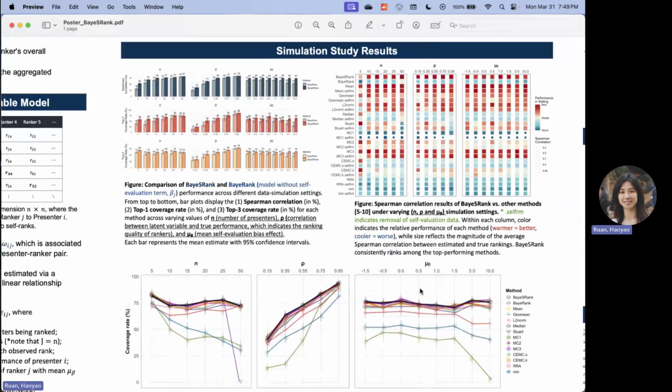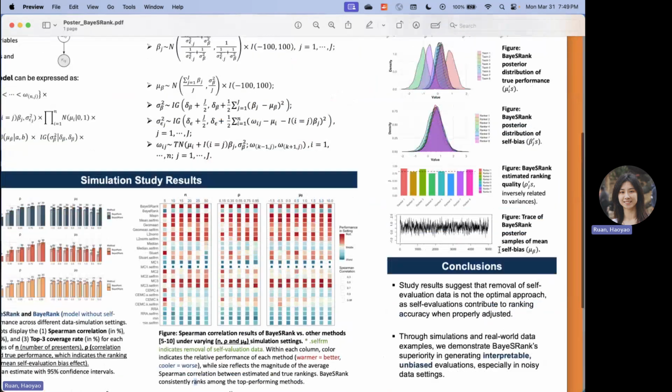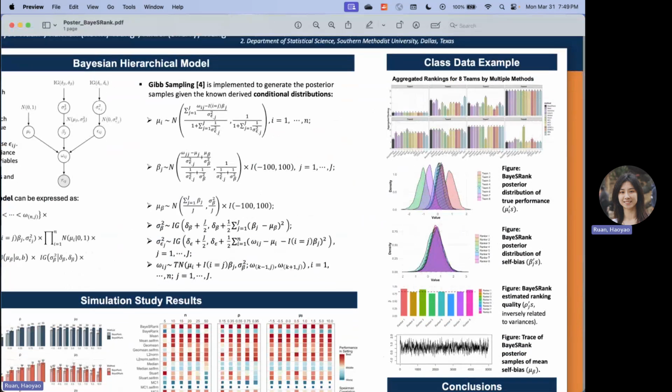To demonstrate BaseRank in practice, we analyze peer and self-evaluation data from a graduate level class with 8 teams. We computed the aggregated ranking by different methods. It shows that the top and bottom teams are consistently agreed upon by all rankers. Now, BaseRank allows us to explore what is going on.